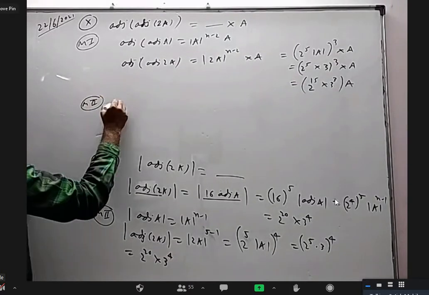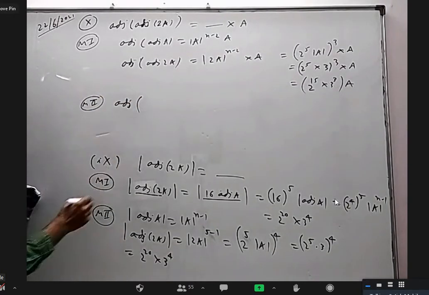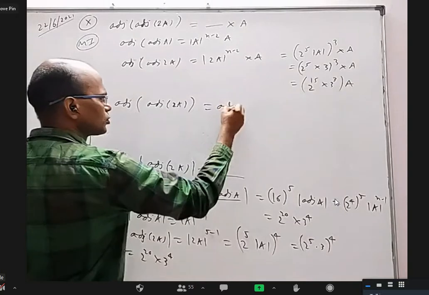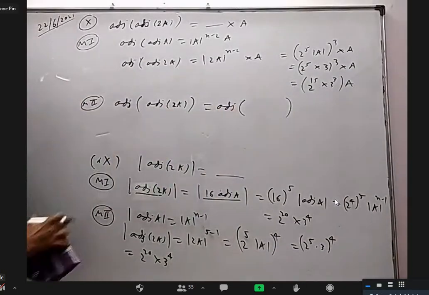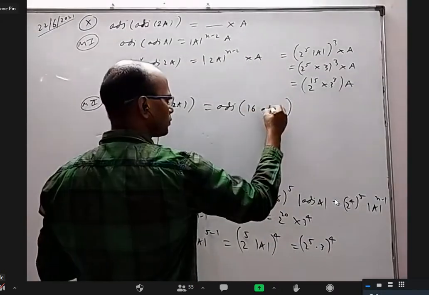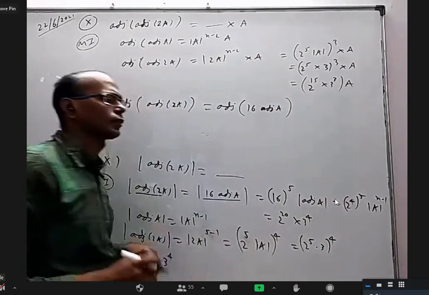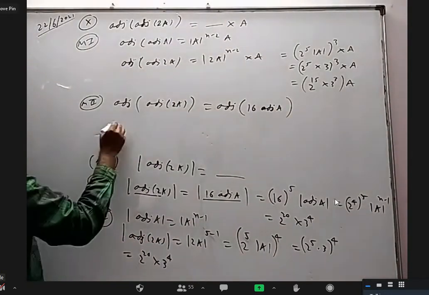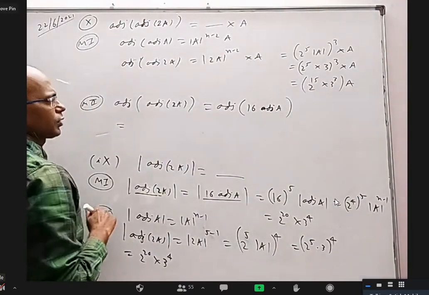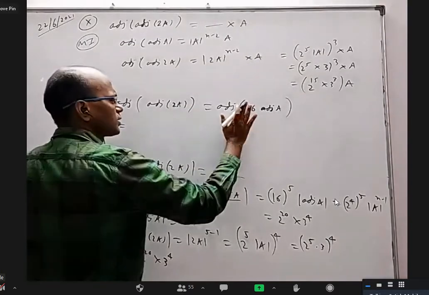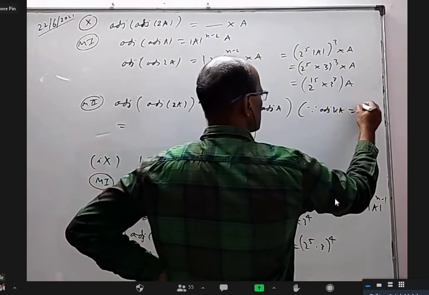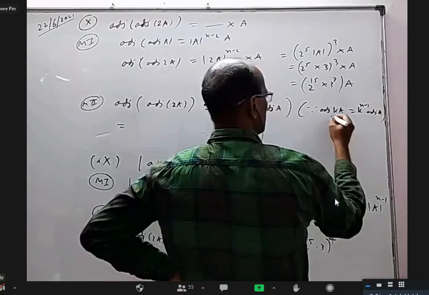Method 2. Adjoint of adjoint 2A, which is adjoint of inner adjoint 2A. We already got what, 16 into adjoint A. And adjoint KA, if I want to take K out, I have to take K power n minus 1. So from here to here, maybe I'll just take, it's okay. Since adjoint KA is K power n minus 1 times adjoint A.